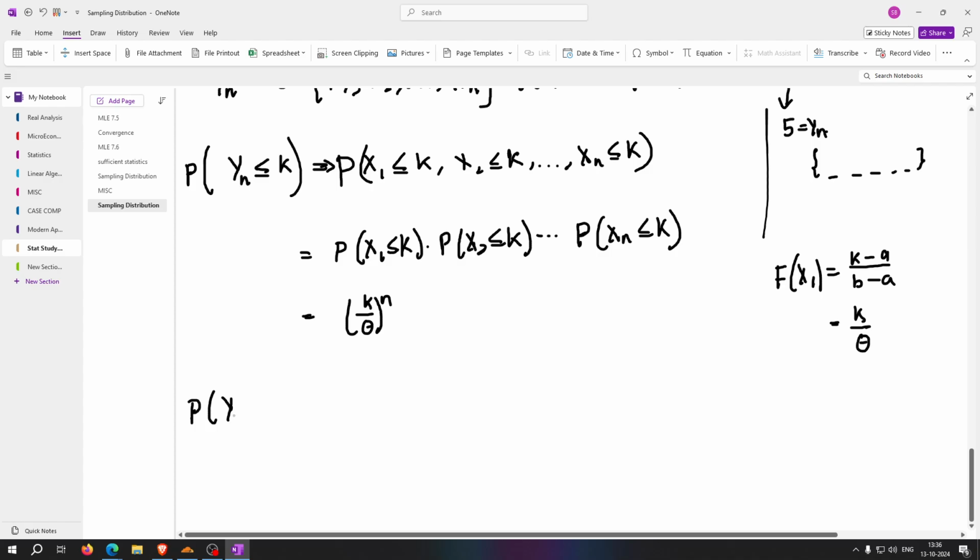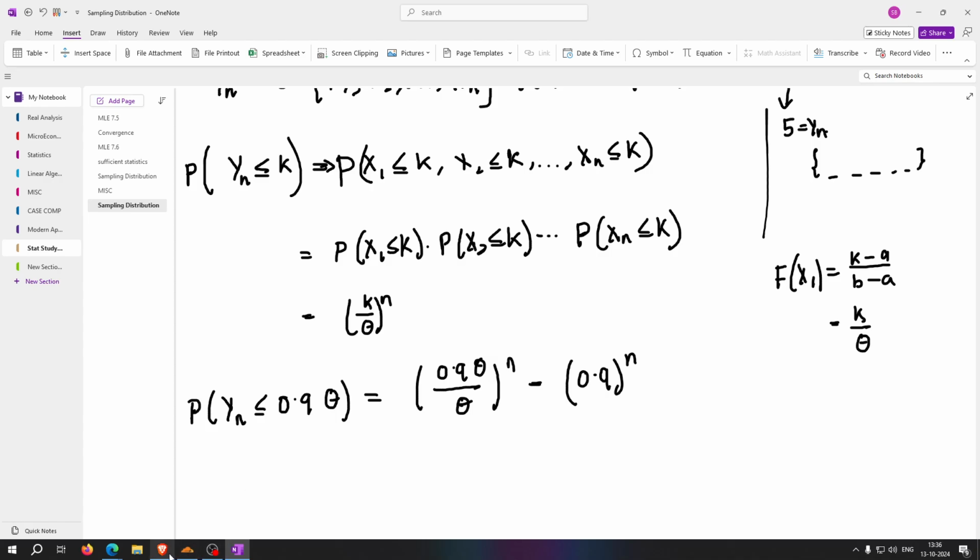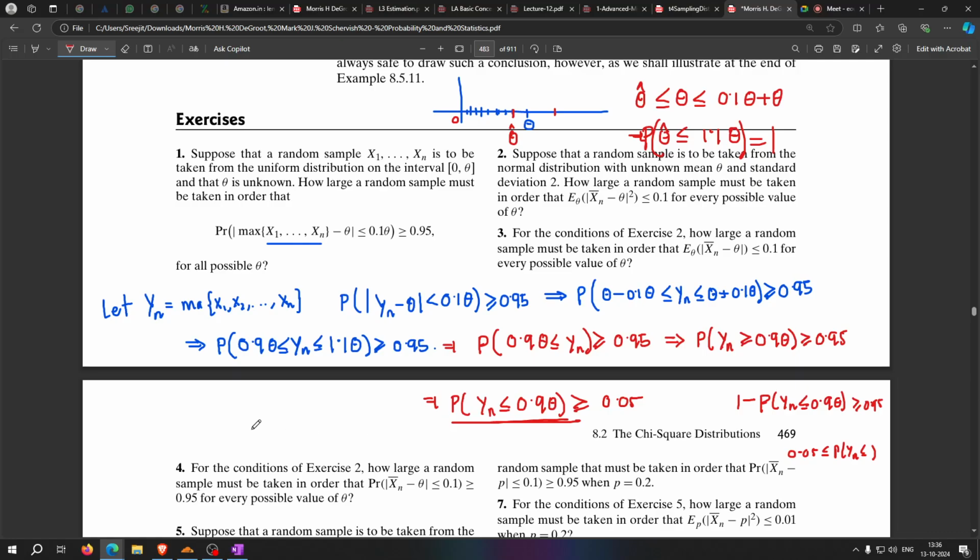So what is the probability that yn is less than or equal to 0.9 of theta? Replace k by 0.9 theta: 0.9 theta by theta to the power n, which is just 0.9 to the power n. Now they have asked, so this left hand side turned out to be 0.9 to the power n. What is the value of n such that this is greater than or equal to 0.95? I don't think this should be greater than, right? This should be less than. I am kind of going wrong somewhere. This should be less than, right? Making some kind of a mistake.